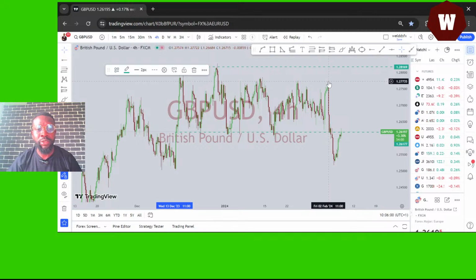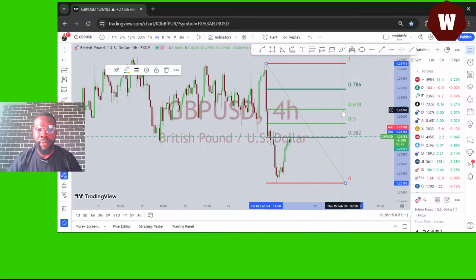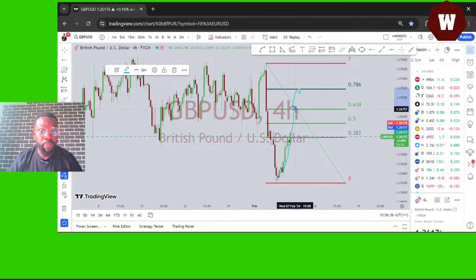I will take the Fibonacci tool from this high down to the low. That low. Let me make it bold so you can see. Okay, so what we will be doing is this. We wait for this market to at least push to the 61.8 Fibonacci level. Don't be surprised that it can even push to this 0.78, which is 78%. So I'll be looking to place my trades either here or here, depending on the price action that I have seen.